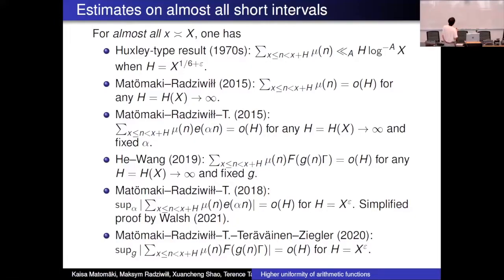So for almost all intervals of length x to the 1/6, you can get discorrelation for the Mobius function. And it's a major open problem to beat that 1/6. That question has many equivalent forms. Okay, so this 1/6 was this big barrier for a long time.